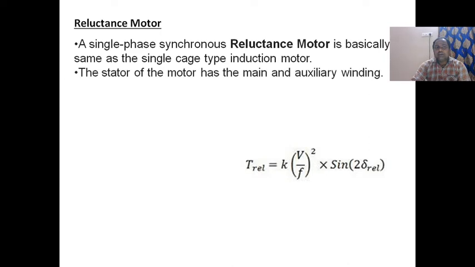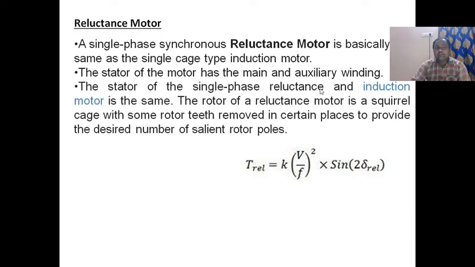The stator of the motor has the main and auxiliary winding, just like the previous one. The stator of the single phase reluctance and induction motor is the same. The rotor of a reluctance motor is a squirrel cage with some rotor teeth removed in certain places. This is a very important one. The teeth are removed where we need, to provide the desired number of salient rotor poles.